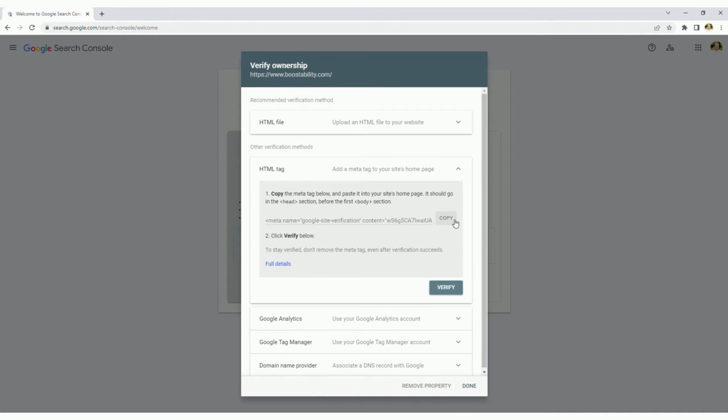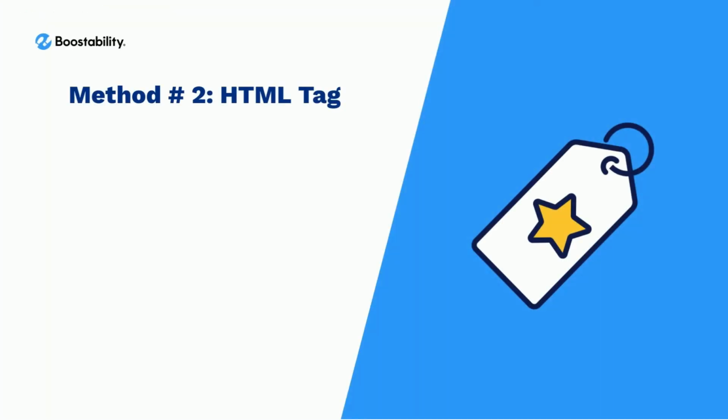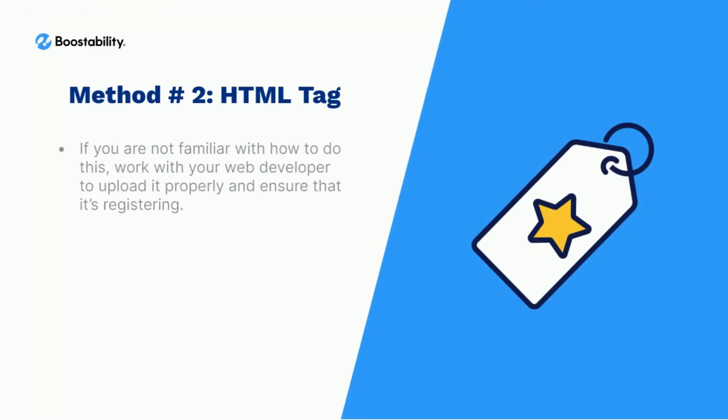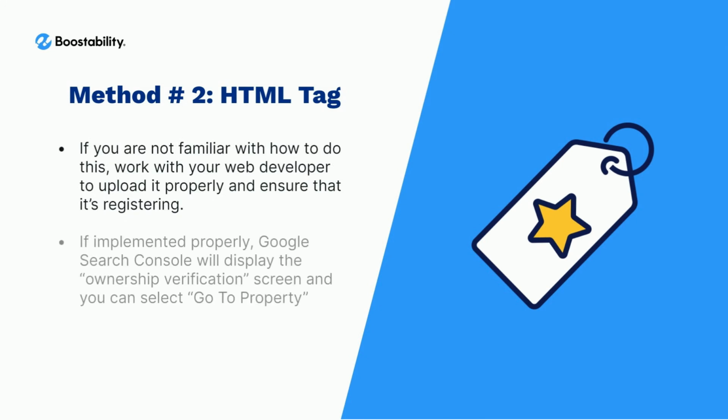Once uploaded, click on Verify. If done correctly, the verification should be completed immediately. If you are not familiar with how to do this, work with your web developer to upload it properly and ensure that it's registering. If implemented properly, Google Search Console will display the ownership verification screen and you can select Go to Property.